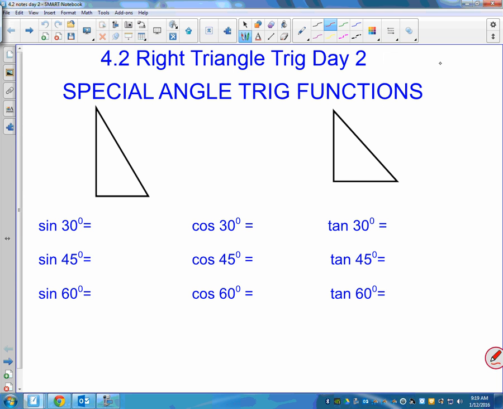Okay, so this is a slide I skipped yesterday, and I don't know if you remember from geometry that you learned about two special right triangles. One of them is a 30, 60, 90 triangle. And the ratio of the sides in a 30, 60, 90 triangle are always the same.